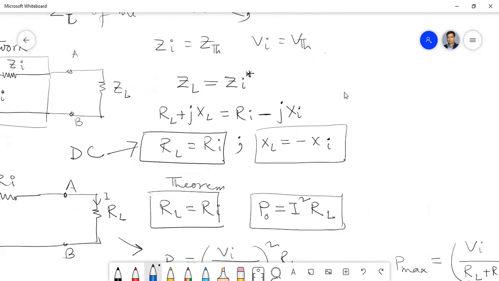Sir, omega L and omega C can be the same. Noise is coming. Are you getting some noise? Sir, in case of resonance, it can be the same. Yes sir, then it would be a case of resonance.